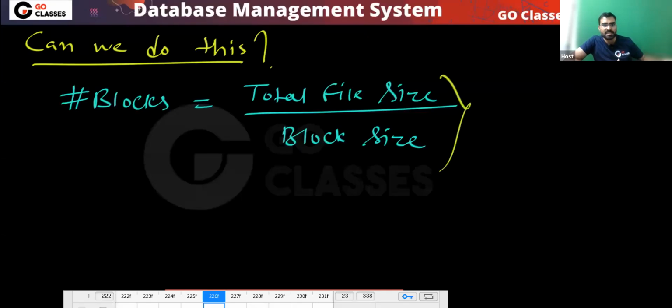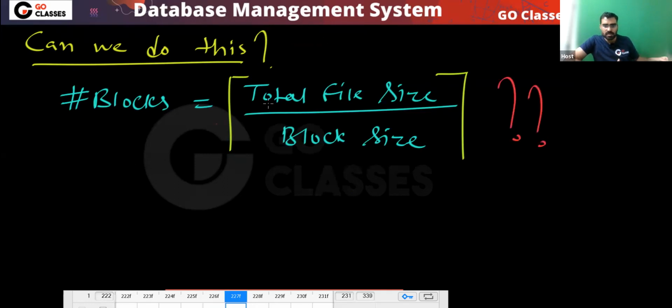Is this clear, Ekta? See, can you see what problem will happen? Because this is unspanned organization. You are finding total file size divided by block size. Whatever you do, this is wrong. So can you do this? The answer is no. Why is the answer no?